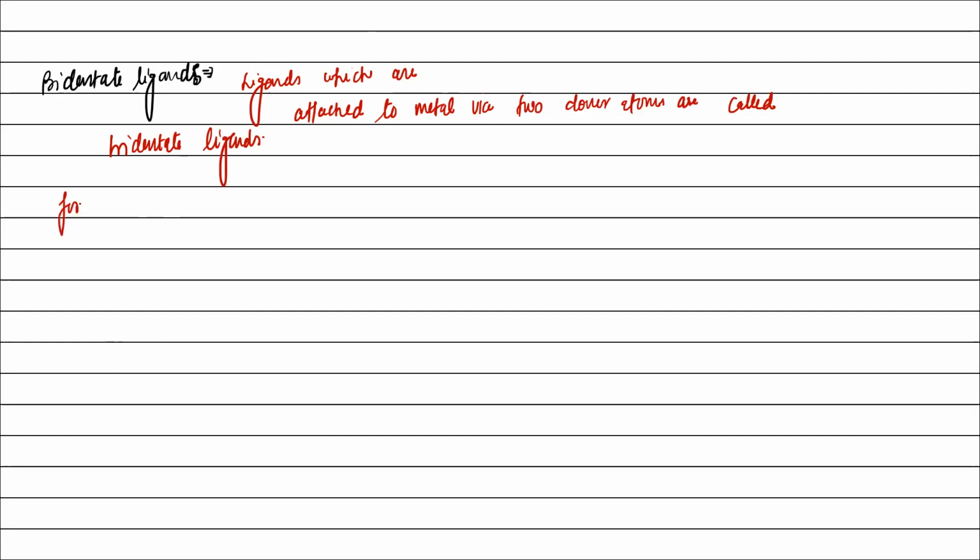For example, NH2 CH2 CH2 NH2. CH2 CH2 is called ethylene. One amine is here, one amine is here. The name is ethylene diamine. Single n is written here because it is the organic amine. In short form, it is written as en. Right? The donor atoms are nitrogen and nitrogen.